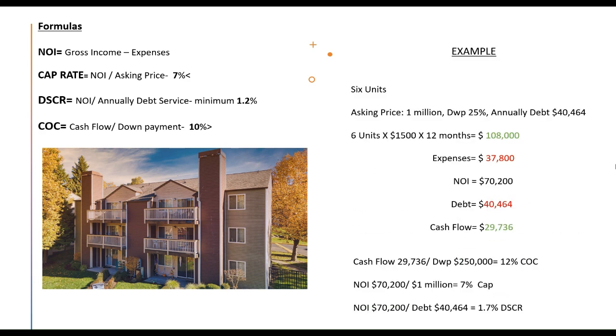And this is an example of a 6 unit, assuming that the asking price is 1 million and the down payment is 25%. Usually that would be the minimum to buy a commercial property, 25% down. And let's assume that the annual debt is 40,464. Now you can use a mortgage calculator to find out the debt service when you are doing these calculations.